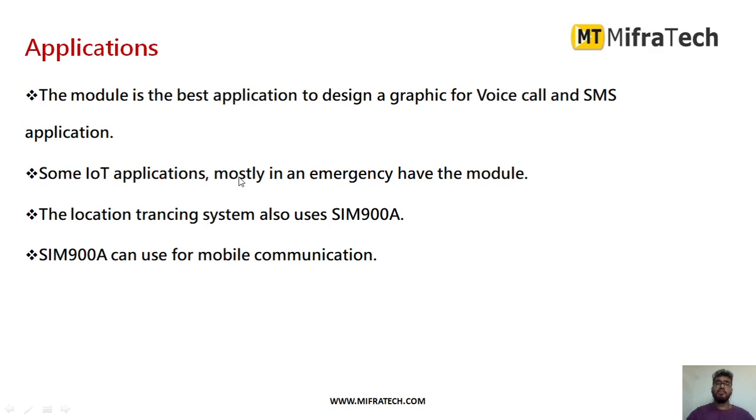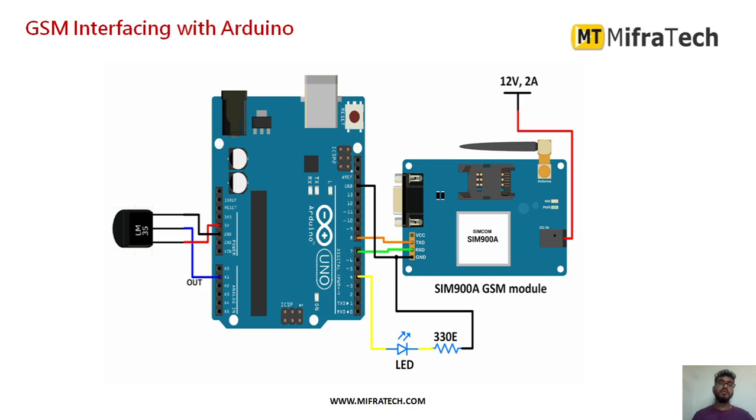Like in some IoT applications, mostly in emergency alert systems, this module is used. The location tracing system also uses the SIM 900 here. SIM 900 can be used for mobile communication. So these are the different applications where you can make use of this SIM 900 GSM module. Next we will see how to interface this GSM with an Arduino microcontroller.